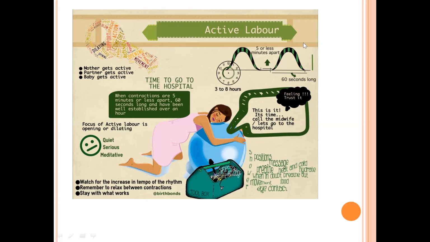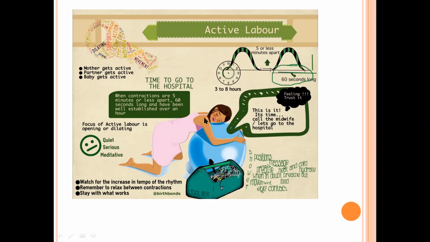Got it? Have you seen one of those? So this is the key. This 60 seconds long is an important key in SIM. So how we say active labor is very, very simple. The mom gets active, the baby gets active, and the partner gets active.